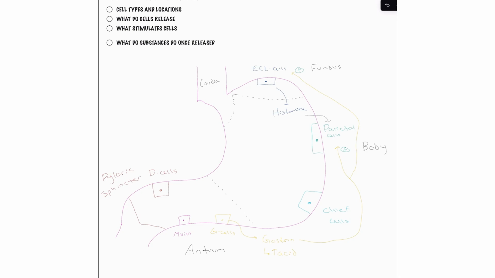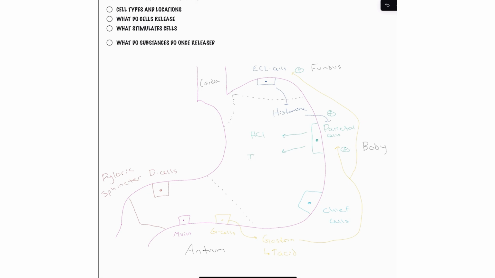So it tells the parietal cells, go ahead and release some more acid. So I've mentioned that the parietal cells release acid. This is in the form of HCl, or hydrochloric acid. But the parietal cells also release something else. Okay, so they release something called intrinsic factor.